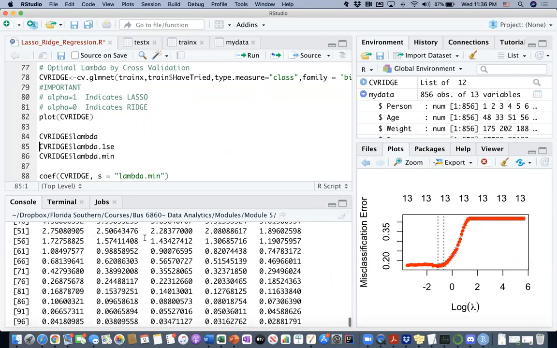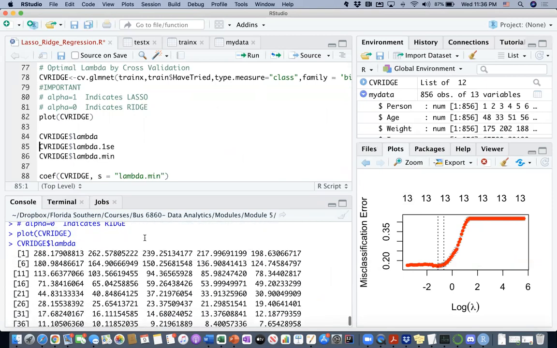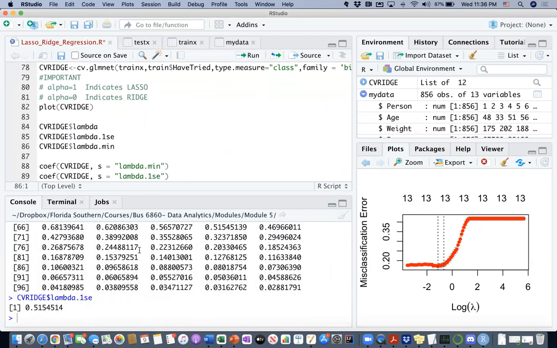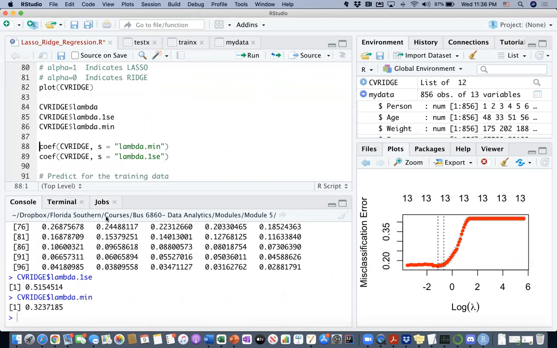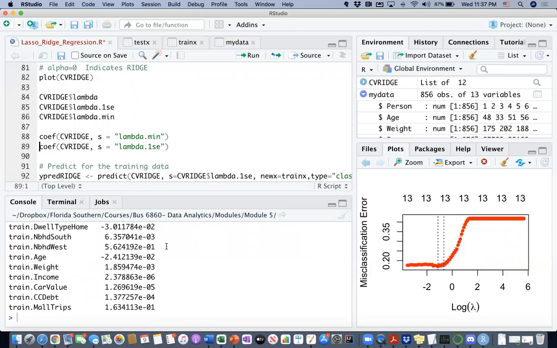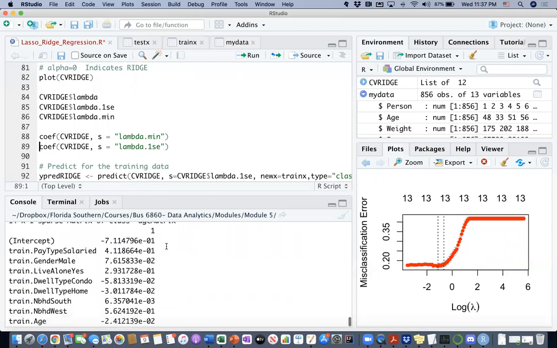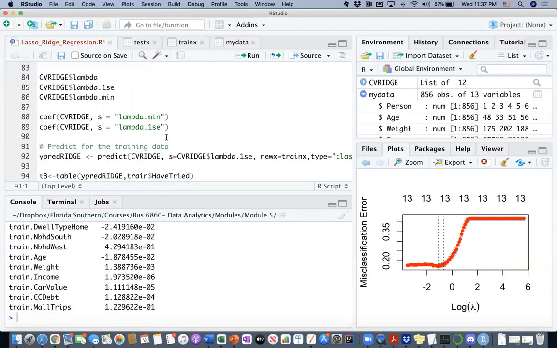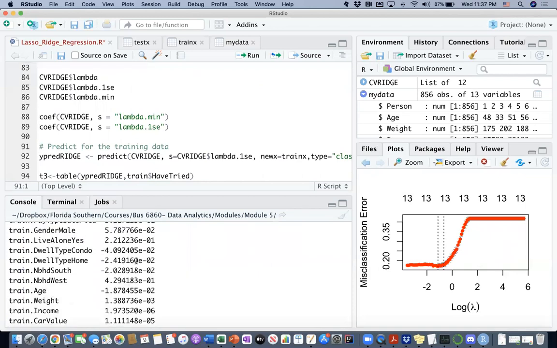These are 100 different lambda values the model selected to use. The lambda 1SE is 0.5. The optimal lambda value is 0.32. Similarly, we could retrieve the coefficients at the lambda value at its optimal level. Ridge regression is using 13 different independent variables at lambda at its optimal level. And with the one standard deviation compromise, we are again using 13 different independent variables.